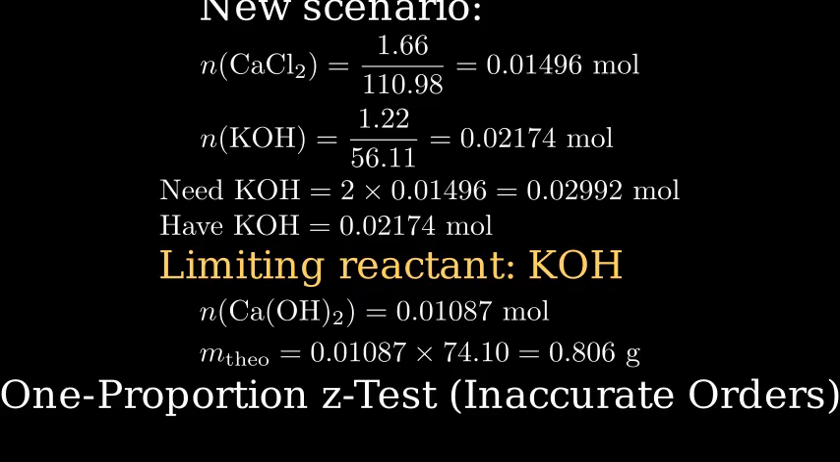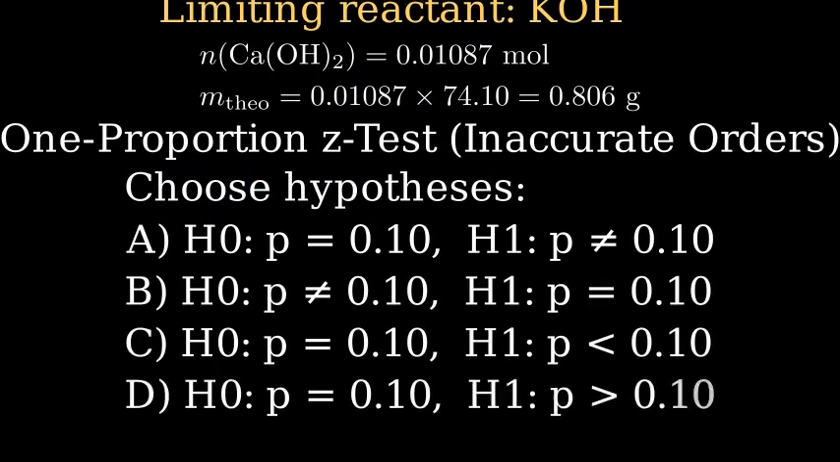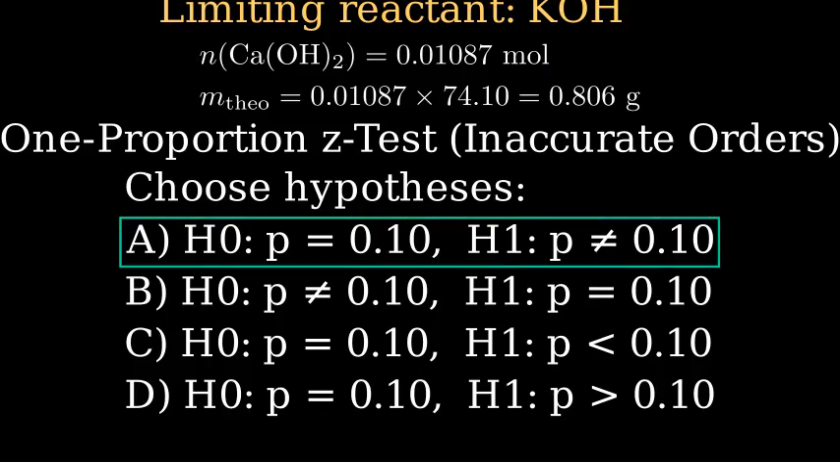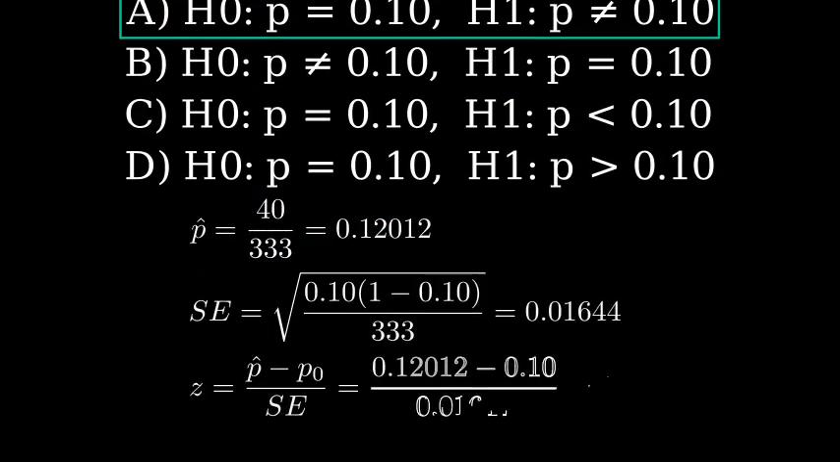A drive-through study observed 333 orders, with 40 inaccurate. We will test at alpha equals 0.05 the claim that the inaccuracy rate equals 10%. First, write the hypotheses. Compute the sample proportion, the standard error under the null, and the z-statistic. Because this is a two-tailed test, the p-value is 2 times the upper tail area beyond the absolute z-value.